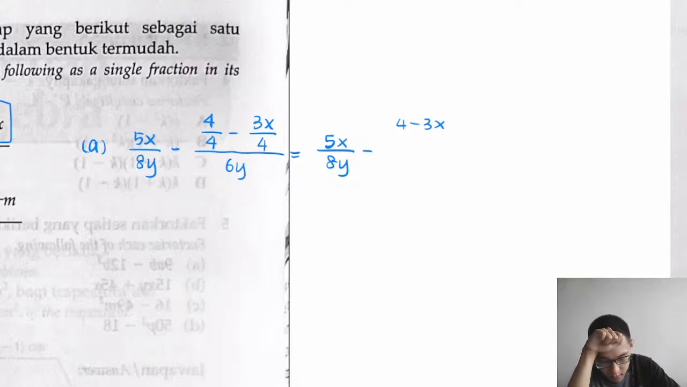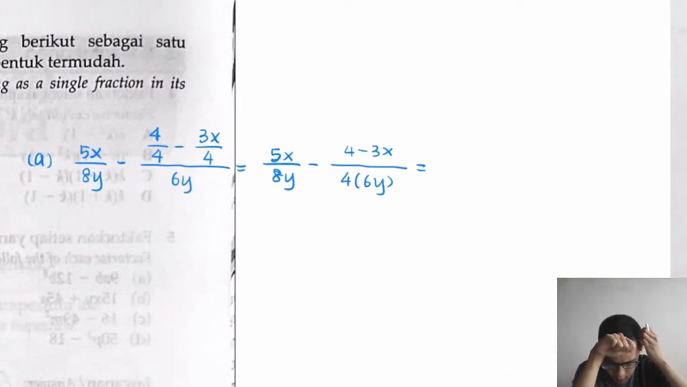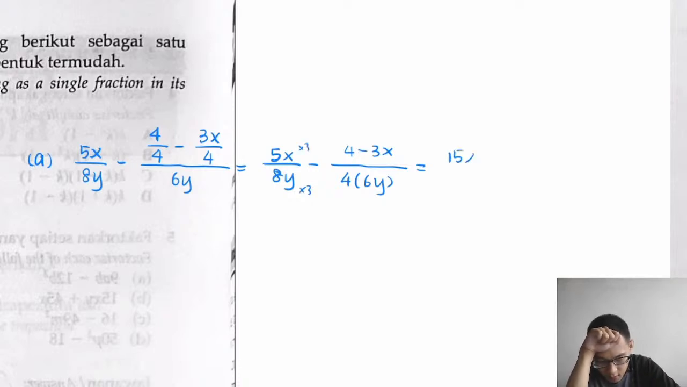means that we can divide. Divide 6 times 4y. I think I need to write 6 and y together. 4 times 6y, like that. So this one will be here. Okay, actually it's like that. So now we have 8y and 24y. We try to get the denominator the same. So here we times 3, here we also times 3. Okay, 15x minus 4 minus 3x, bracket it first, so we have 24y.